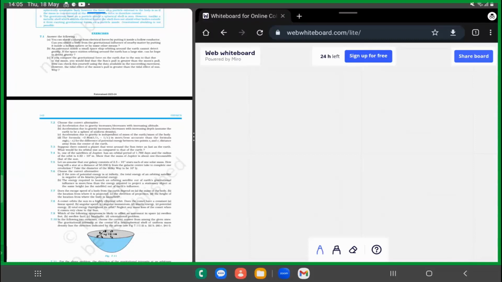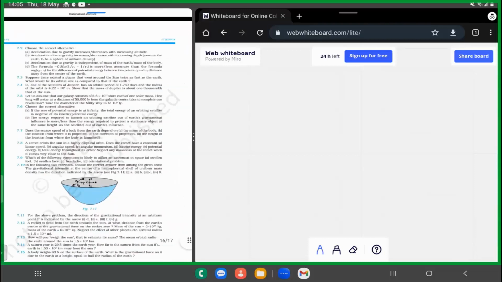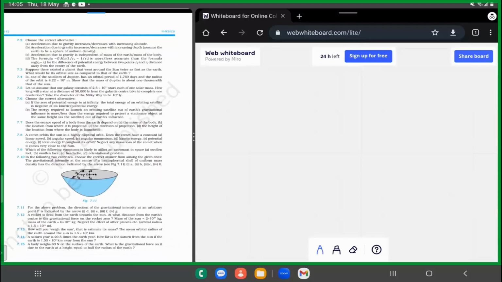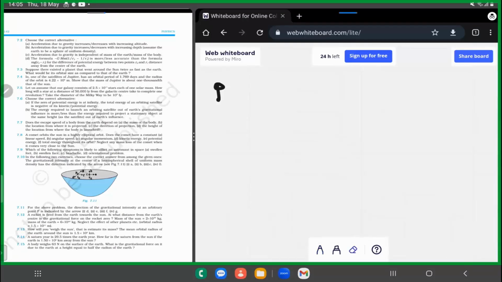But for the coming questions, we'll require more numericals and an understanding of vector fields and potential, etc. So we'll be working on that side. Let's start. I think we had completed almost 9 questions, so we'll be starting with question number 7.10. Let me decrease this thickness.